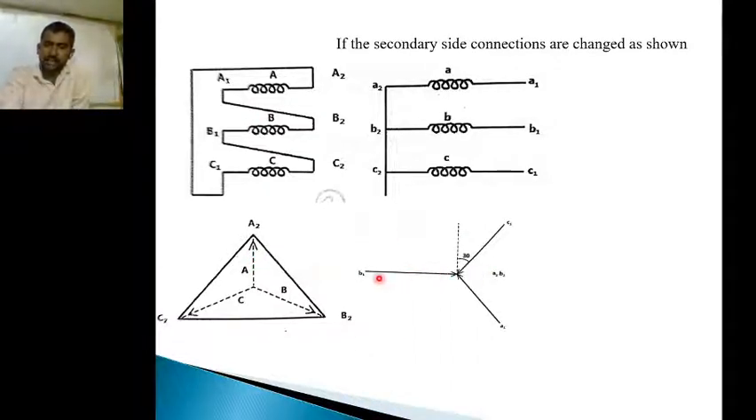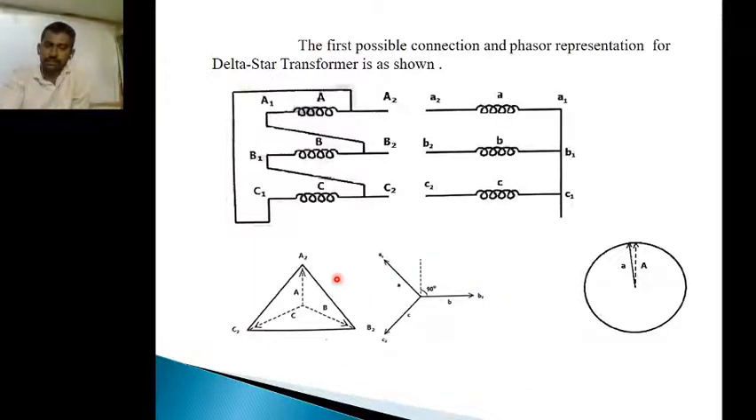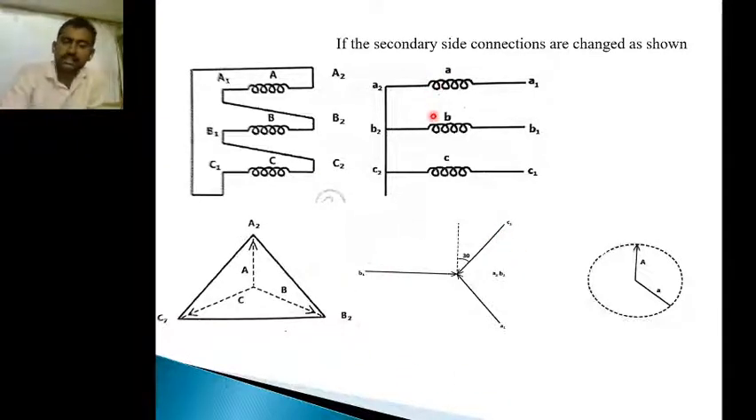That means A phase, in the previous, was in this direction. So in the next we have opposite to the A phase. So this is opposite to the A phase, and this is opposite to the B phase, and this is opposite to the C phase. So this is the phasor representation by reversing the phase of the secondary winding for this case.